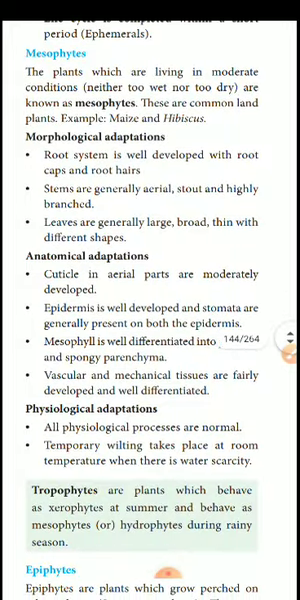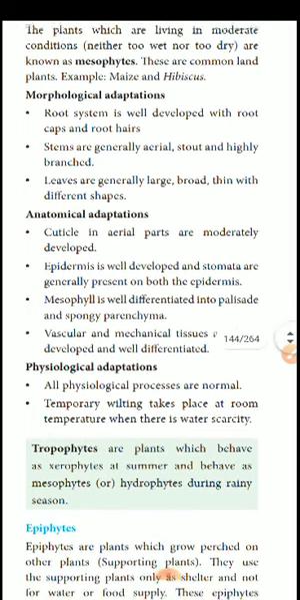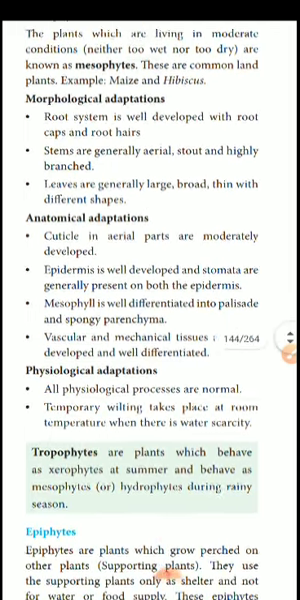Next, mesophytes. It is a moderate condition, wet or dry, it is not a problem for them. Plants living in moderate conditions, in any condition, we call mesophytes. Meso means middle. They are common land plants, for example maize and hibiscus. You know very well about maize and hibiscus. So what are the morphological adaptations of maize and hibiscus? Why can they stay alive in wet or dry conditions with no problem at all? Why do we call them mesophytes? Because they have these adaptations.